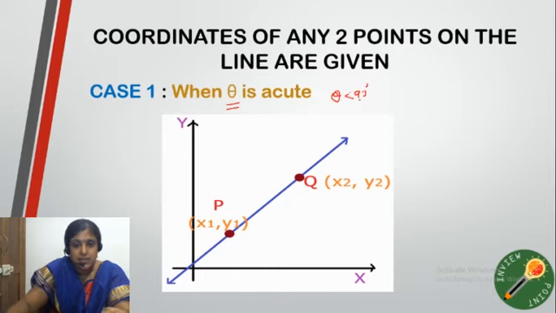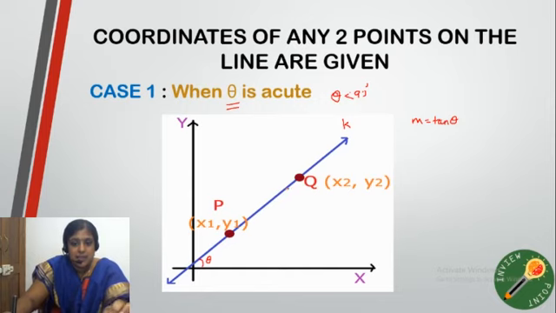So consider a line, say K. The angle of inclination of this line with respect to x is theta, so this is the angle of inclination. We have to find the slope of the line. The equation for slope is m is equal to tan theta. So we have to find tan theta.